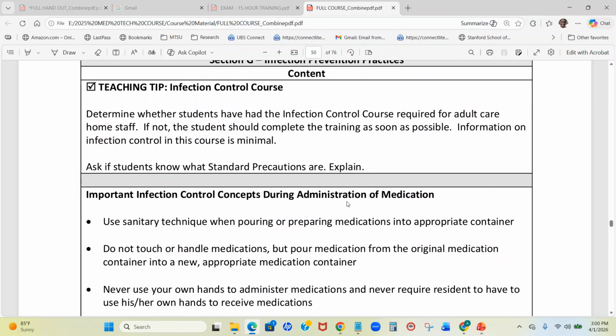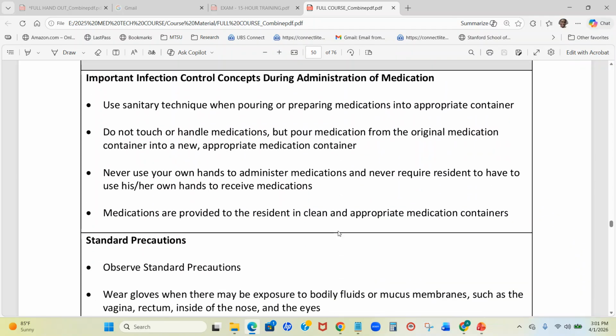I want to ask everybody, pause this video as you are watching the recording. Ask yourself, what do you know about standard precautions? When you hear the word standard precaution, what comes to mind? It's very crucial that you understand what standard precaution is. It helps you in the overall shell of what infection control is about.